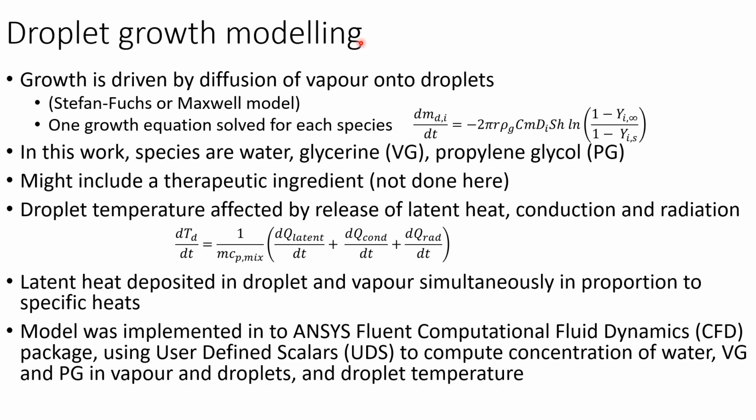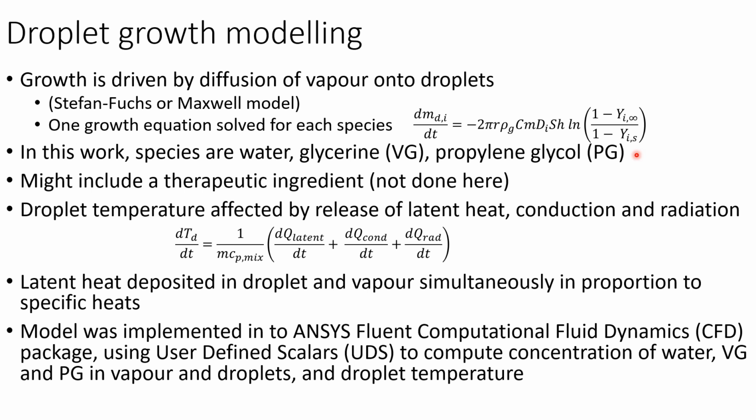We put together a droplet growth model in which growth is driven by diffusion of vapour onto the droplets. This is a Stefan-Fuchs or Maxwell model. There's one growth equation solved for each species. This is the rate of change of mass of a particular species in the droplet, and it's a function of things like droplet radius, densities, diffusion coefficient, Sherwood number, and this function here, where y_i,infinity is the mass fraction of this species in the vapour far from the droplet, and y_i,s is the mass fraction of this species in the halo close to the droplet.